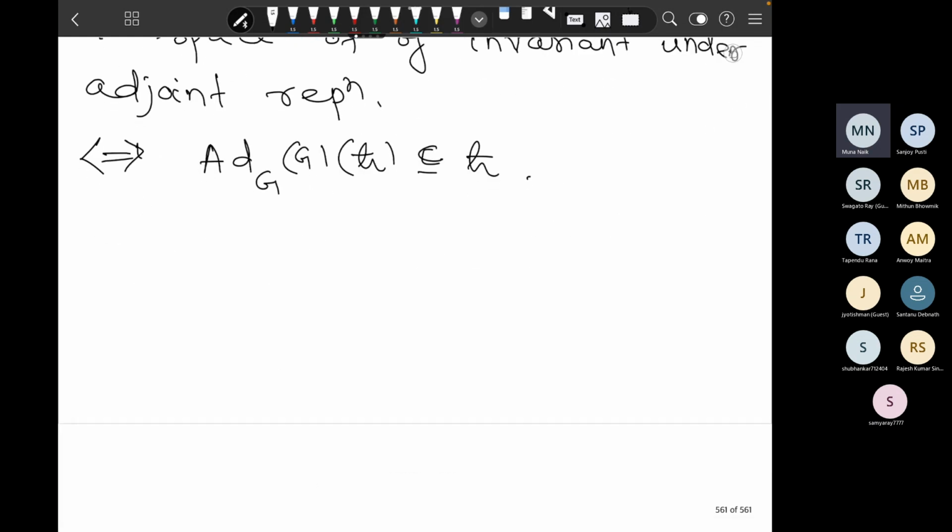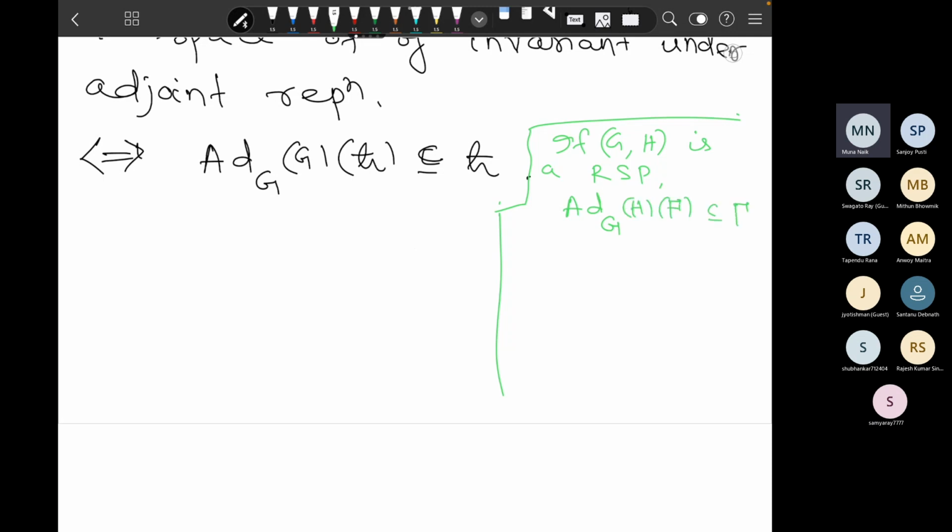So I have told you in the context of a Riemannian symmetric pair, if (G, H) is a Riemannian symmetric pair and Ad_{G,H}(P) is a subset of P, then I have derived this equation: the Lie bracket of K and P is a subset of P, where K is the Lie algebra of H.